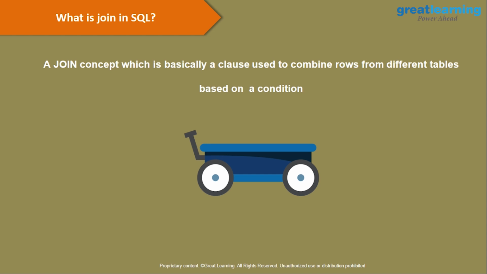So first we will start with what is a join in SQL. A join is basically a clause used to combine rows from different tables based on a condition. Suppose, let me give you an example for that. Suppose you have a table called customer and you have a table called account. Maybe you have customers in your database, but those customers do not have any account in your bank. Now you want to filter which customers actually have an account in your bank, or in your app maybe.